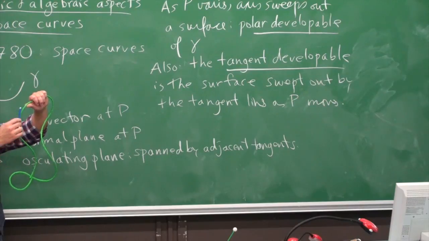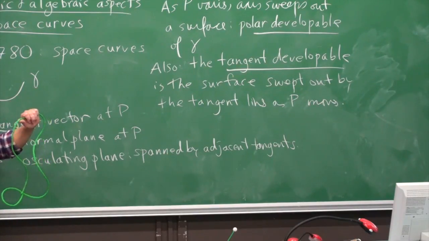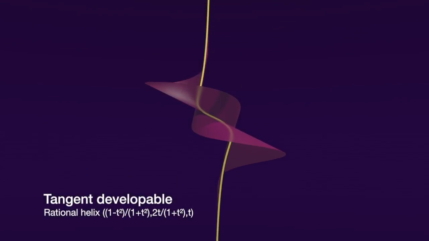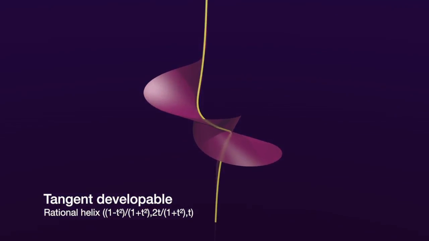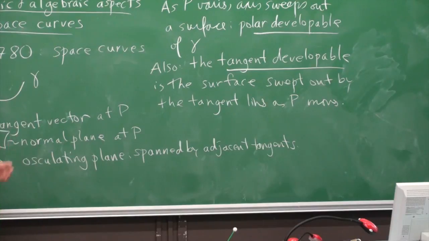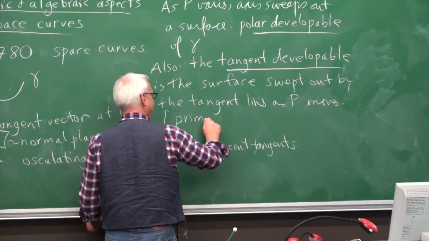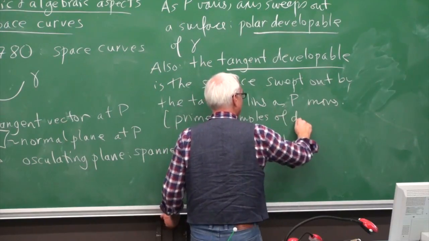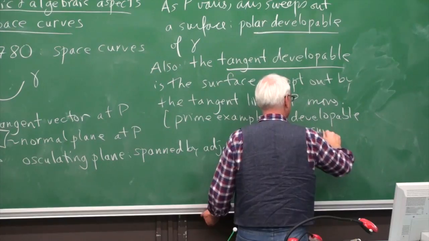It's actually a ruled surface. In fact, it's actually a developable surface. We'll talk about what those are later, but this is an important classification or kind of surface, developable surface. And these tangent developables associated to curves are prime examples of these so-called developable surfaces.